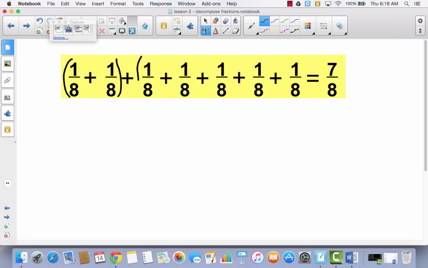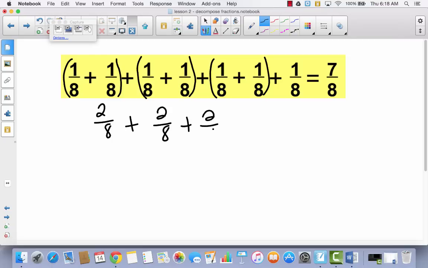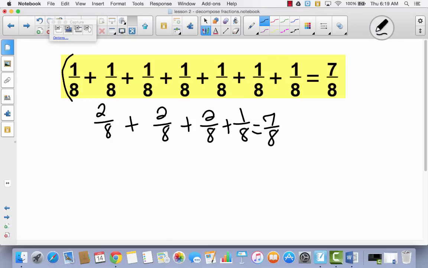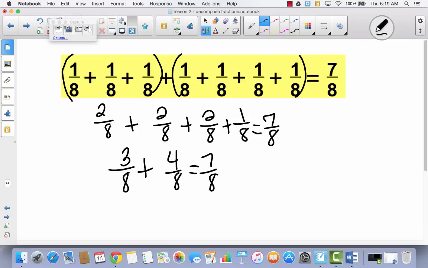Okay, so what if we put parentheses around these, and we combined these? So this would be 2/8 plus 2/8 plus 2/8 plus 1/8 equals 7/8. Okay, so that's one way. All right, let's try to put parentheses around something else. What if I put parentheses around 3, like this? I put parentheses around these 3, and then I put parentheses around these 4. So now I've got 3/8 plus 4/8 equals 7/8.